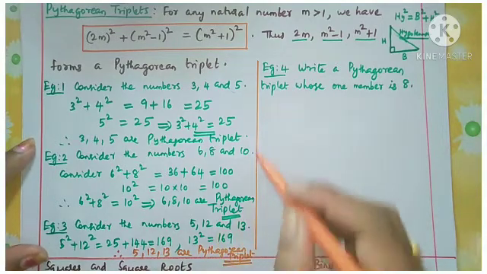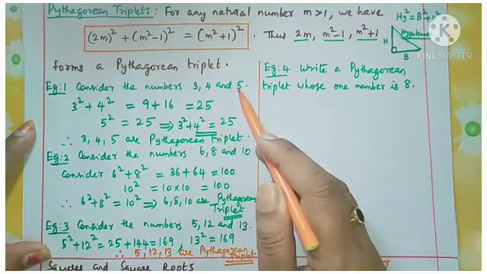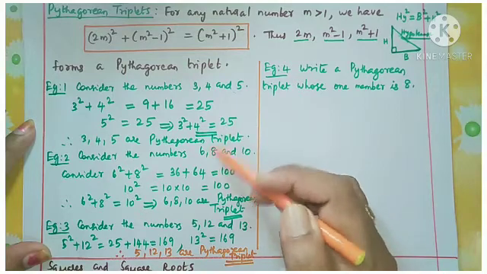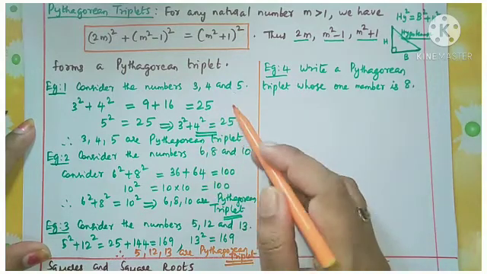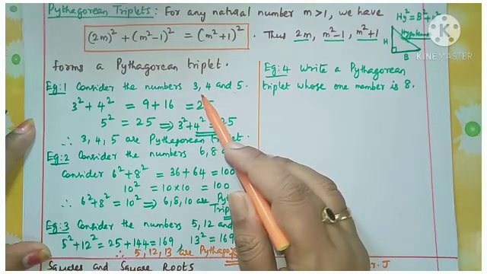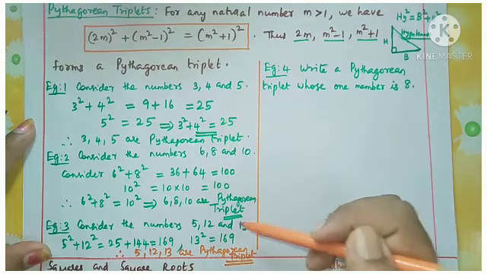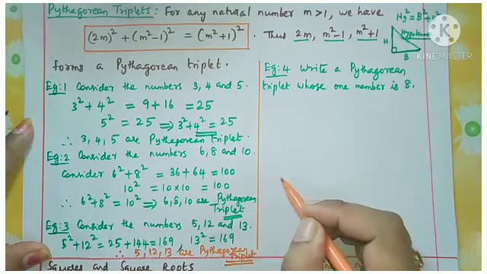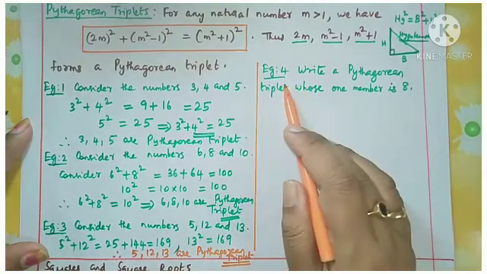Understand? So what we did here is we were given three numbers and we checked whether they are a Pythagorean triplet or not. This is the way to check. You take the squares of the two smaller numbers and add them, and if it comes equal to the square of the bigger number, then we can say the given three numbers are a Pythagorean triplet. Now you see the next example.